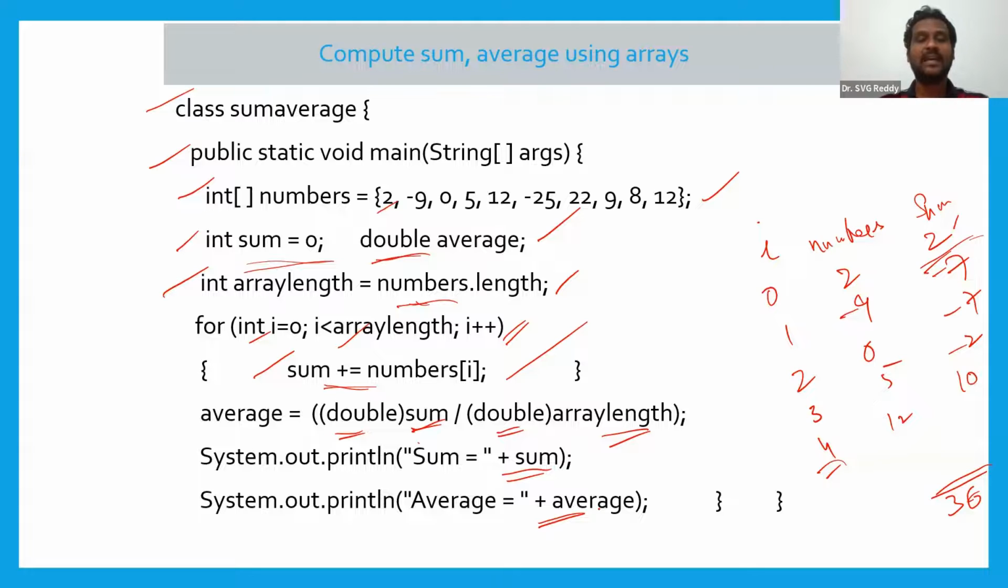So like this, the array is initialized with some values, and we have used a small for loop. We have calculated the sum and average to understand arrays in a simple way.